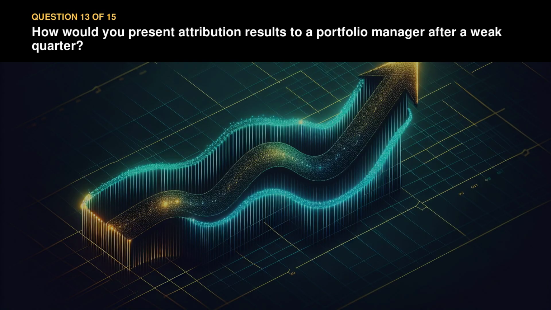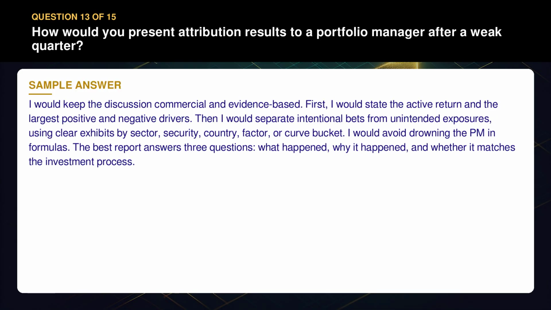Question 13. How would you present attribution results to a portfolio manager after a weak quarter? I would keep the discussion commercial and evidence-based. First, I would state the active return and the largest positive and negative drivers. Then I would separate intentional bets from unintended exposures using clear exhibits by sector, security, country, factor, or curve bucket. I would avoid drowning the PM in formulas. The best report answers 3 questions: what happened, why it happened, and whether it matches the investment process.